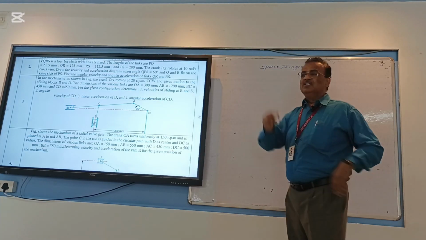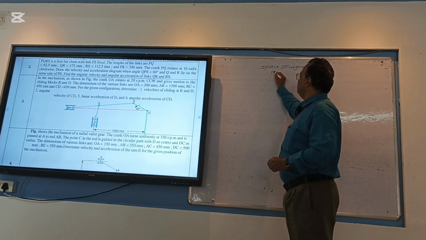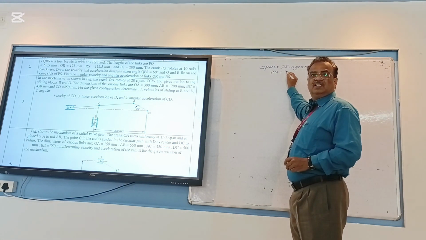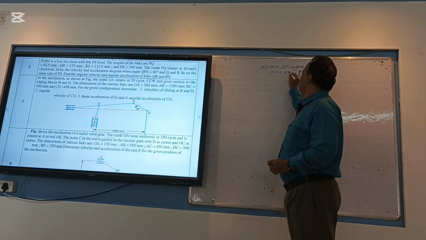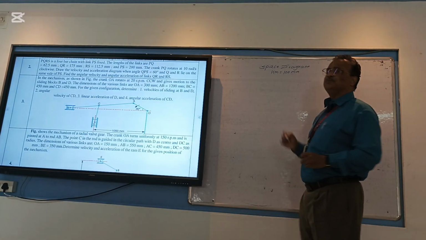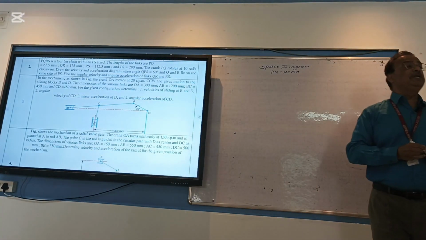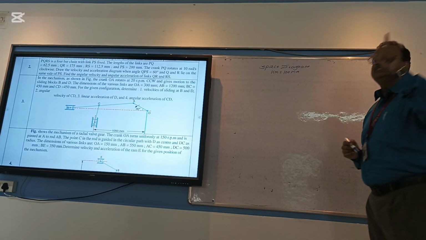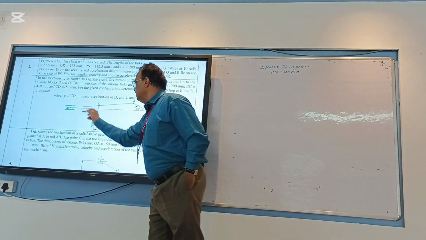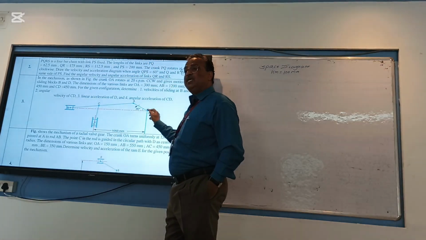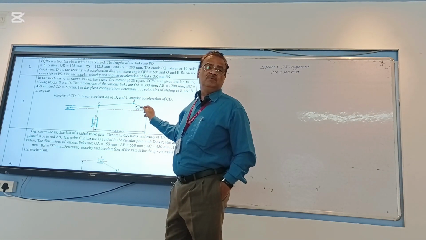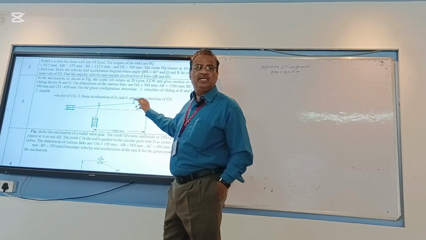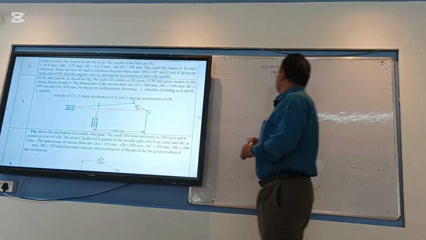Got it? So what scale will you suggest to select? 100 mm, right? 100 mm is the scale for the space diagram. Now where to begin to draw the space diagram? Always start with locating the fixed point. Which one is the fixed point? O. It is not shown, but O is fixed because O is the crank. So begin with the O.